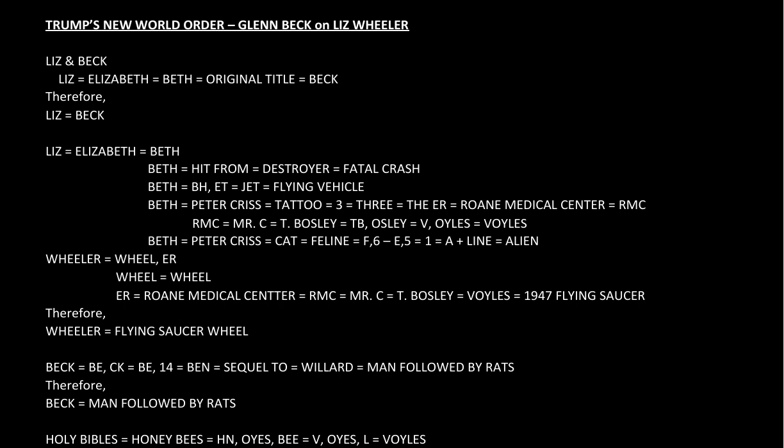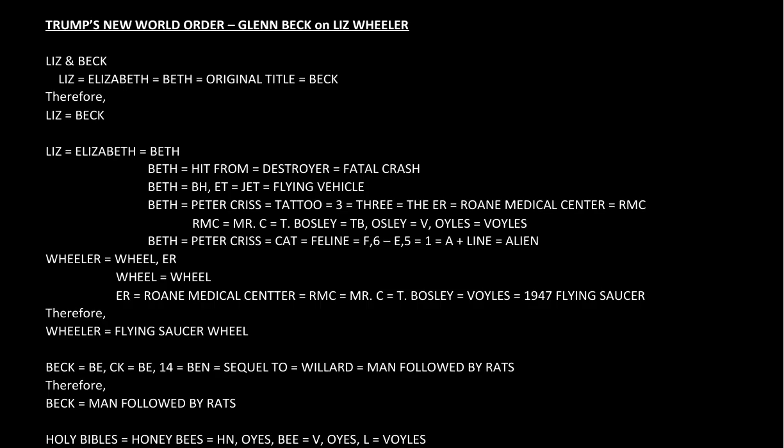Beth was a song in which only Peter Criss appeared. Peter Criss is a cat. He has a tattoo of number 3. 3 translates to Rome Medical, the ER, which translates to Rome Medical Center, which translates to Voiles. Cat translates to feline, which translates to alien. All right, so Liz becomes alien, Boyles, flying vehicle, fatal crash.